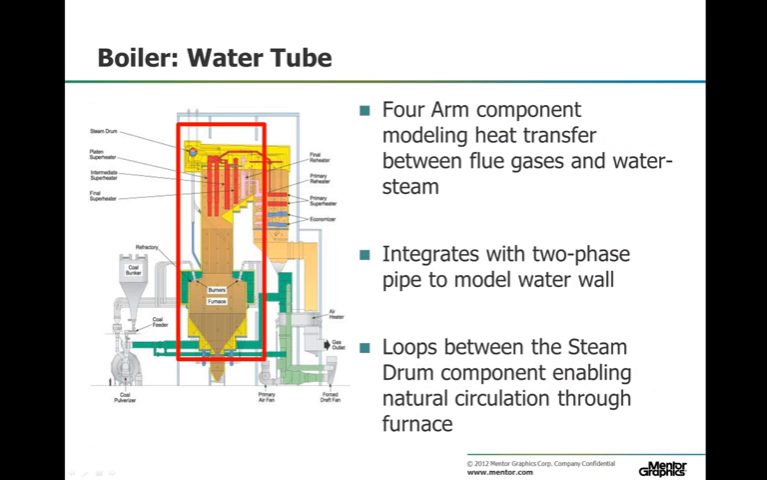We will now discuss some of the power generation specific components that have been developed for Flowmaster. The first component that we will discuss is the water tube boiler. This is a four-arm component that models the heat transfer between the flue gases and the water steam mixture. This component integrates the two-phase pipe model to model the water wall of the water tube boiler.